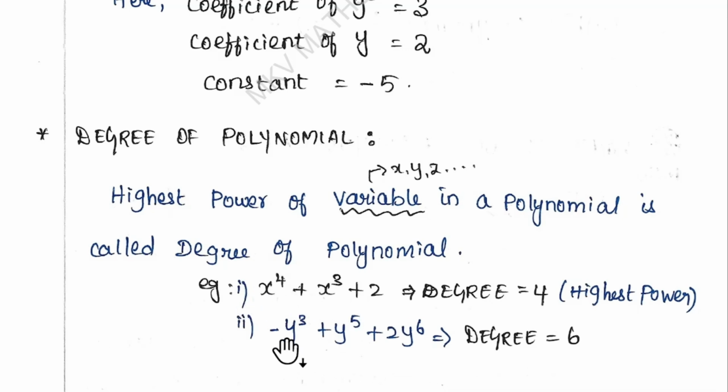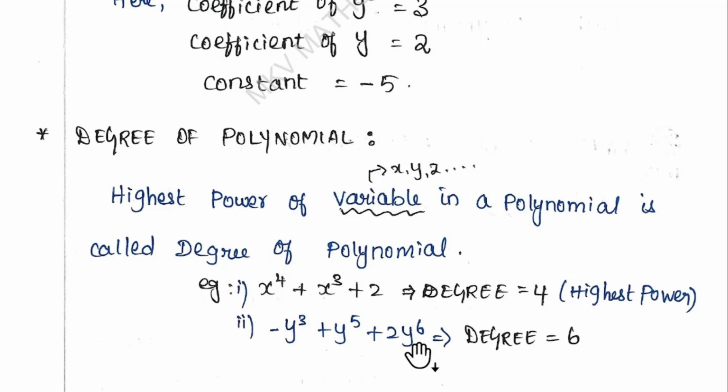For this polynomial, what is the highest power of variable y in this equation? 6, no? So the degree of the polynomial will be 6. So whenever you have an equation, you want to find the degree of that equation. We call the equation a polynomial, okay? So whenever you have a polynomial equation and you want to find the degree, you just find the variable of that equation. Here in this first equation, x is the variable. And what is the highest power of the variable x? 4. So the degree is 4.